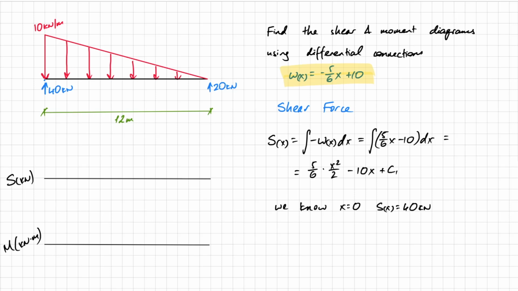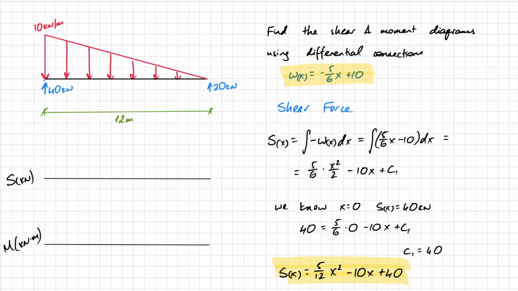So if I substitute those points, I get that 40, the shear force, equals 5 over 6 times 0, minus 10 times 0, plus c1, so c1 equals 40. And that means that the final equation for shear force is 5 over 12 x squared minus 10x plus 40. And we found the shear force.